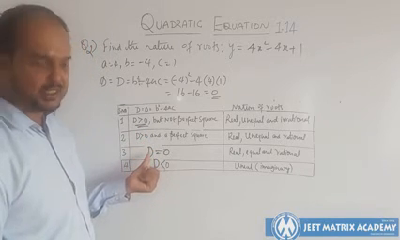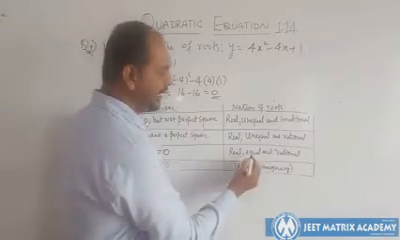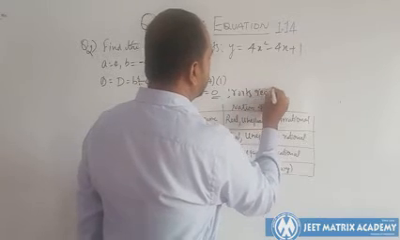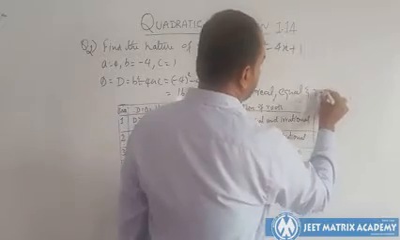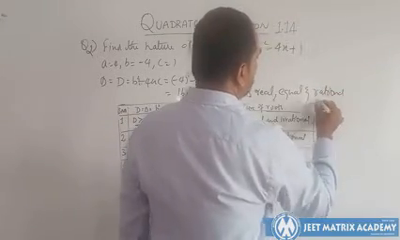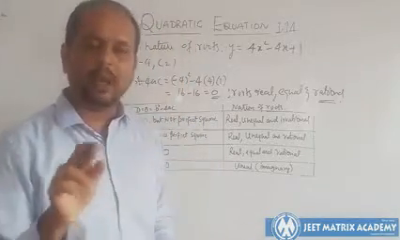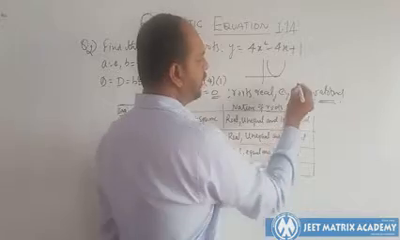So third case, if D equals 0, then the roots are real, equal and rational. Why is it equal? Because it will touch at only one point in the quadratic equation. So it will touch at only one point.